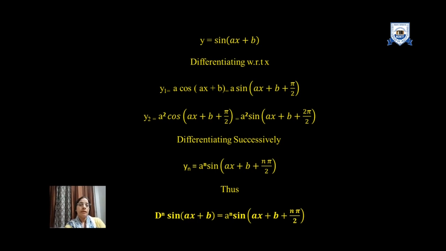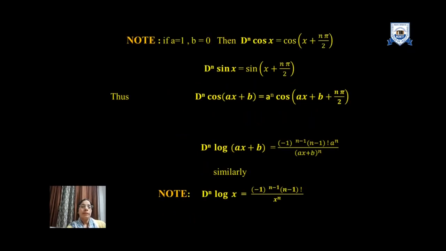Then we can see clearly that we are getting a pattern, and on the basis of this pattern we can write, differentiating successively, the nth differential coefficient. It has the value a to the power n sine of ax plus b plus n pi by 2. Similarly, we can find the nth differential coefficient of cos ax plus b. It will be a to the power n cos of ax plus b plus n pi by 2.